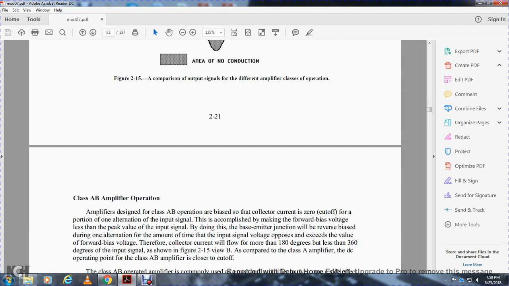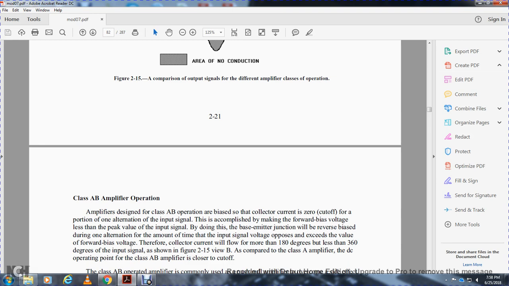Amplifiers designed with Class AB operation have collector current cut off for a portion of one alternation of the input signal. This is accomplished with a forward bias voltage less than the peak value of the input voltage. Doing this, the base-emitter junction is reverse biased during one alternation for the amount of time that the input signal voltage exceeds the forward bias voltage. Therefore, the collector current will flow for more than 180 degrees but less than 360 degrees.